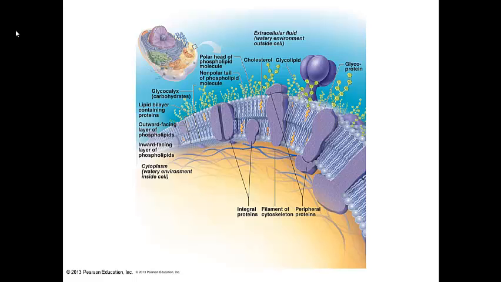So when we discuss the fluid mosaic model of the plasma membrane, this picture here in your text does a nice job of showing us what we're going to find in a plasma membrane. Most of it is going to be these little things that look like clothespins. Now these guys are lipids. These guys are lipids with a phosphate on them.